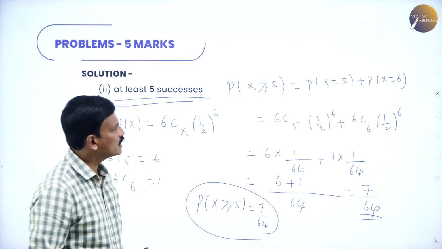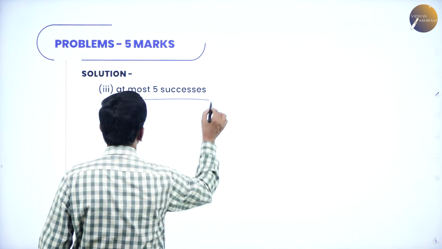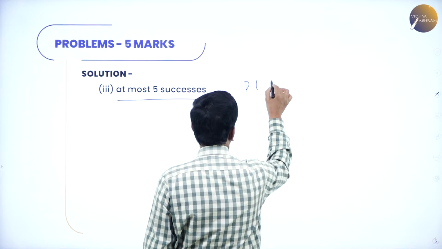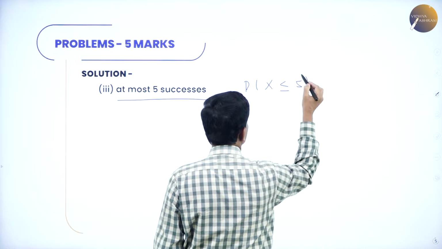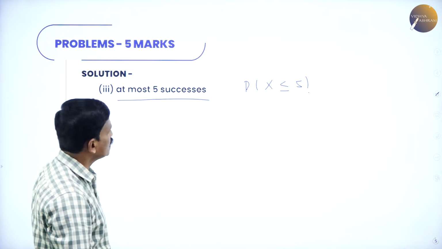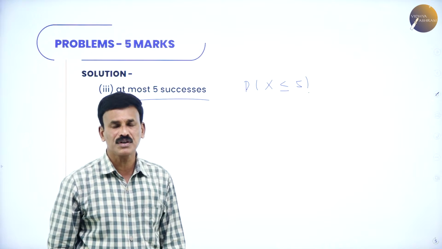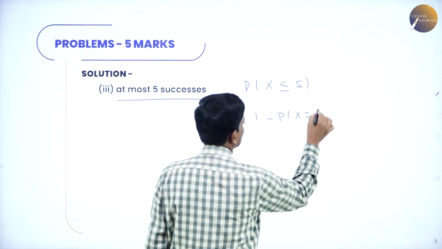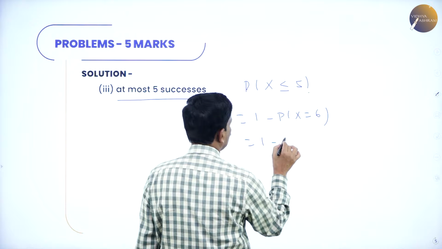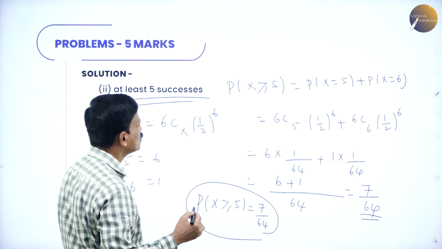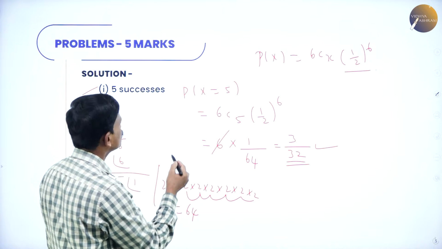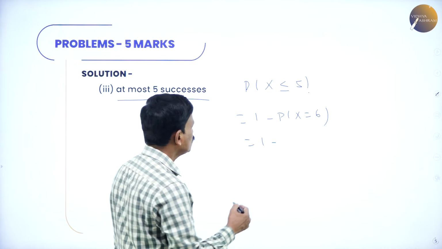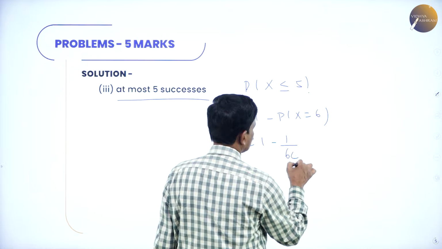Now let us come to the next case. What is the next case? At most 5 successes. At most 5 successes is nothing but the probability of x less than or equal to 5. This can also be written as 1 minus the probability of x equal to 6. Since we know the probability when x is equal to 6, this is 1 into 1 by 64, so this is 1 by 64.